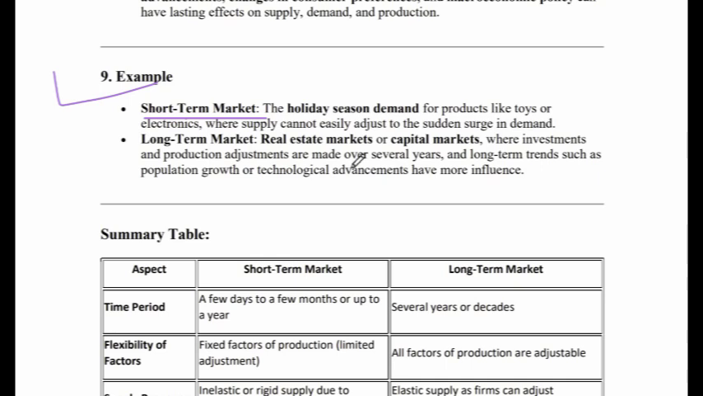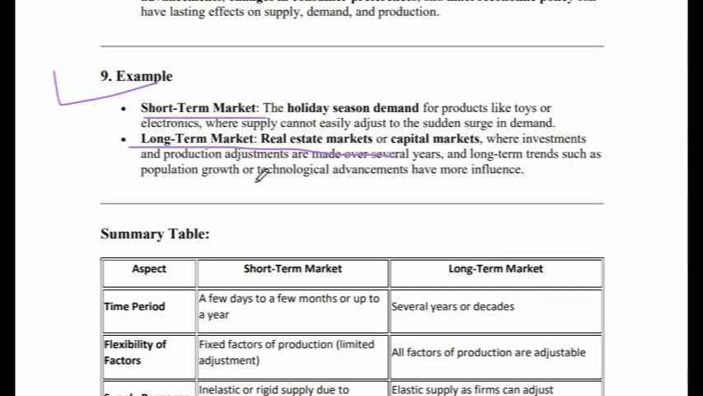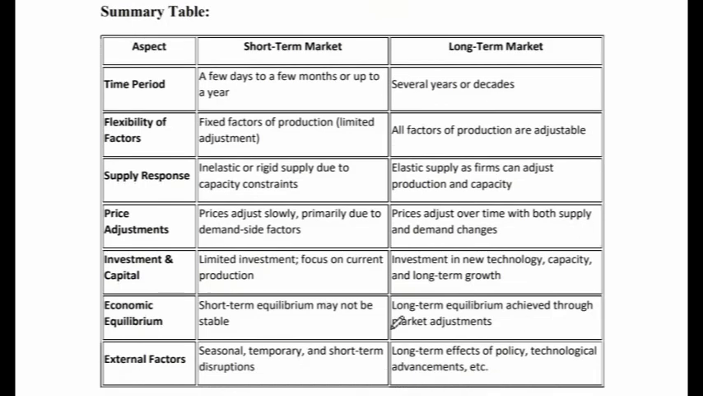लॉन्ग टर्म मार्केट में क्या होता है, जैसे रियल एस्टेट मार्केट है, कैपिटल मार्केट है, वेयर इन्वेस्टमेंट्स एंड प्रोडक्शन adjustments are made over several years, and long-term trends such as population growth or technological advancement have more influence. तो यहाँ पे क्या होता है लॉन्ग टर्म में, कि because you have a lot of time, years, so demand and supply will adjust to each other. They will come into equilibrium. That is the correct word, equilibrium. So this ends our this part of the question answer about short-term market versus long-term market. This is the synopsis of the summary table of the short-term versus long-term market.